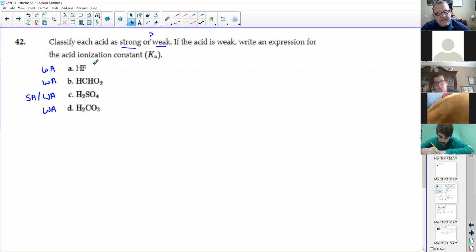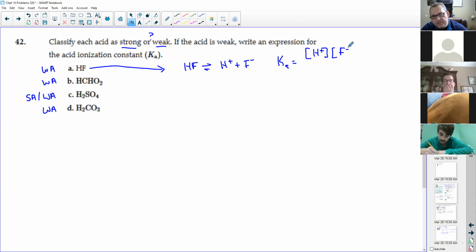So when we write the Ka expressions, the Ka expressions are the weak acid that loses the proton off, and it forms the conjugate base. And if we write the Ka, the Ka will be products over reactants. So the products, equilibrium concentration in molarity, divided by the concentration of the reactants, which will be the protonated form of the acid. All right, so let's do a couple of these.